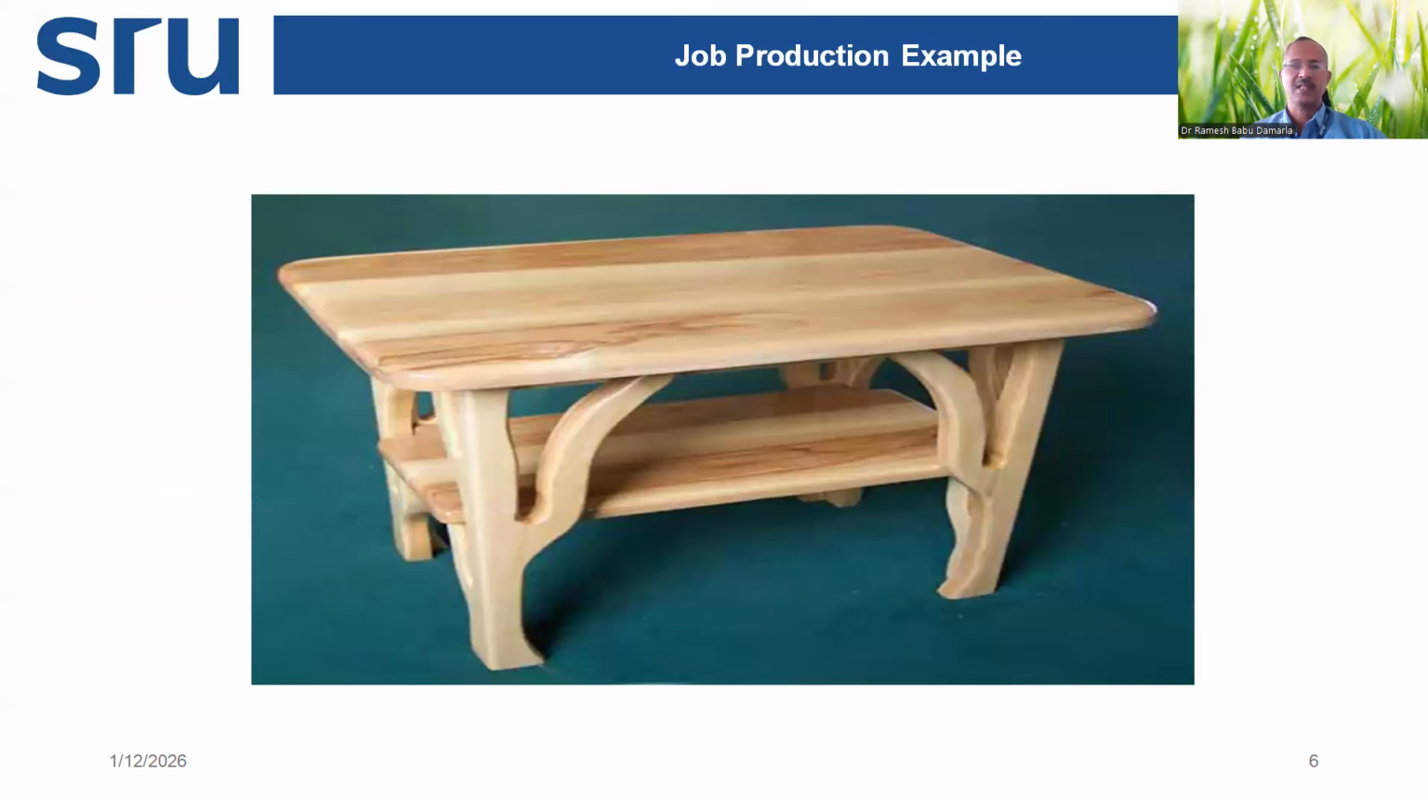Let us see this example in this picture. A piece of furniture, a center table, with a unique design given as per the specifications of the customer. This is not made as a standard production by the carpenter or carpentry company. The customer wanted it this way, so it has to be made in this way, not in batch production or mass production. Definitely a unique project, which is a job production example.